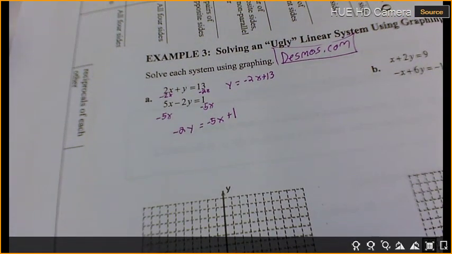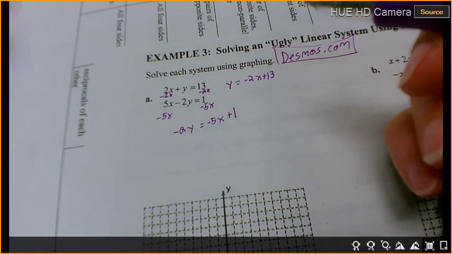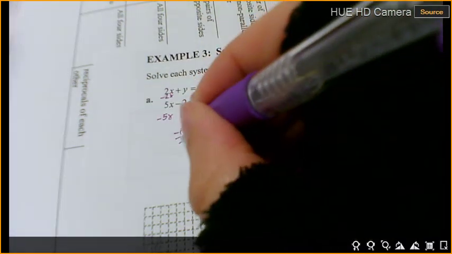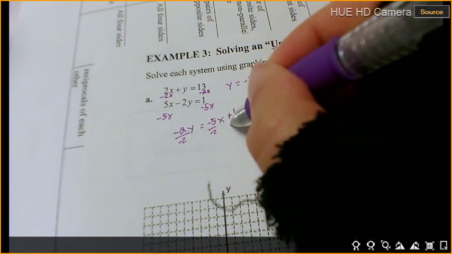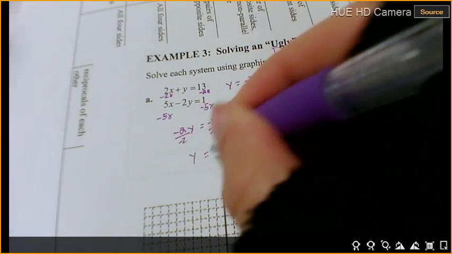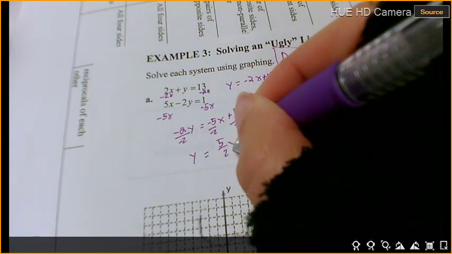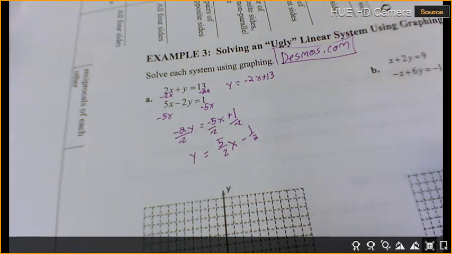And then what do I do to get rid of the negative 2 in front of y? Divide. So y equals positive 5/2 x minus 1/2, because a negative divided by a negative is a positive.